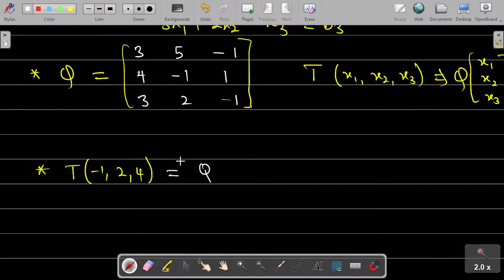So what that means is that our T of this is actually equal to T of minus 1, sorry, q times minus 1, 2, 4. That's all.